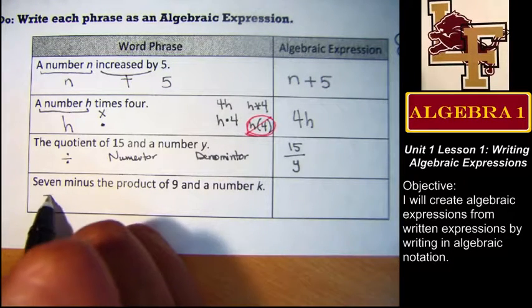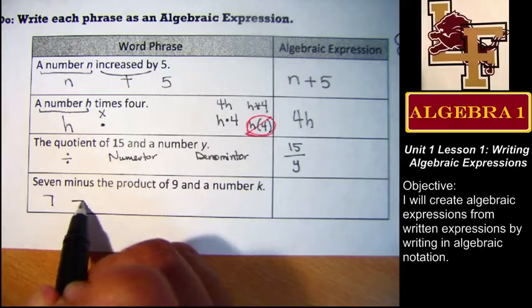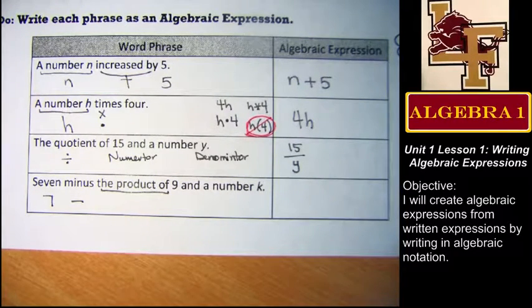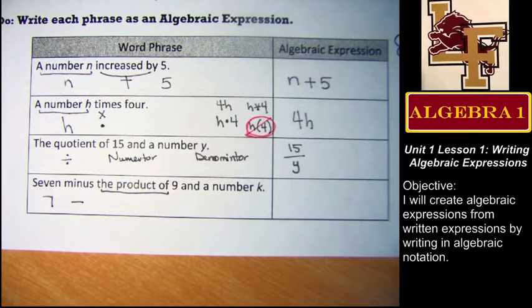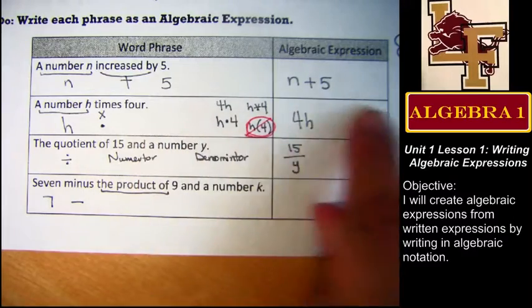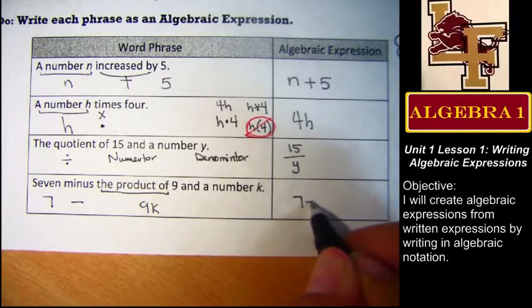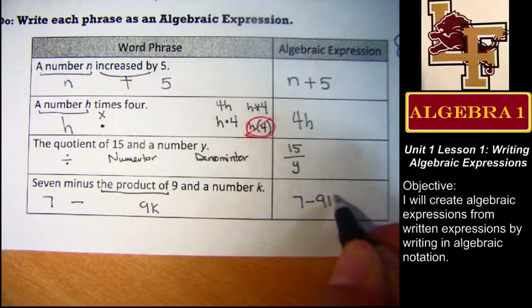All right, 7 minus the product of n and a number k. The 7's easy. The minus is easy. It's this part. What is product of? Yeah, it's a multiply thing. So I'm multiplying, again, a list of numbers. What 2 numbers am I multiplying together? 9 and k. The 9 and k, and just like what we did with the multiplication up here, we're going to mash them together. And so my final expression looks like that.